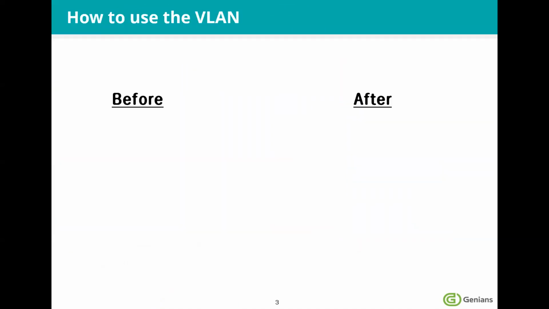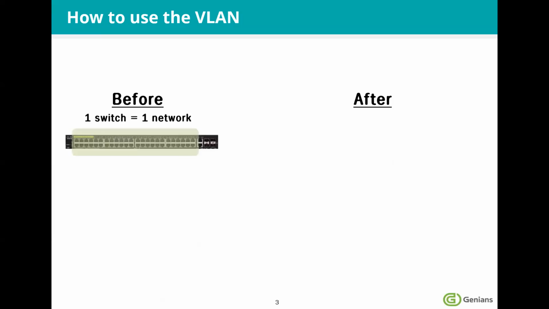How to use the VLAN? Now I'm going to tell you how to use this VLAN and how it works. If you compare before and after using a VLAN, before use, only one switch can set up one network. However, using a VLAN, you can set up 3 networks on one switch.